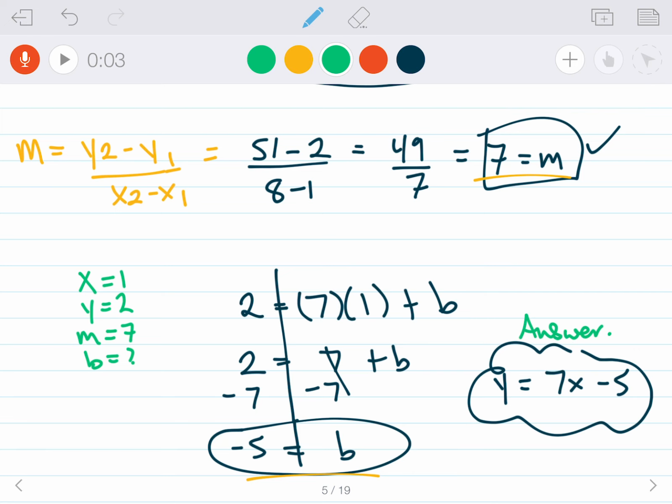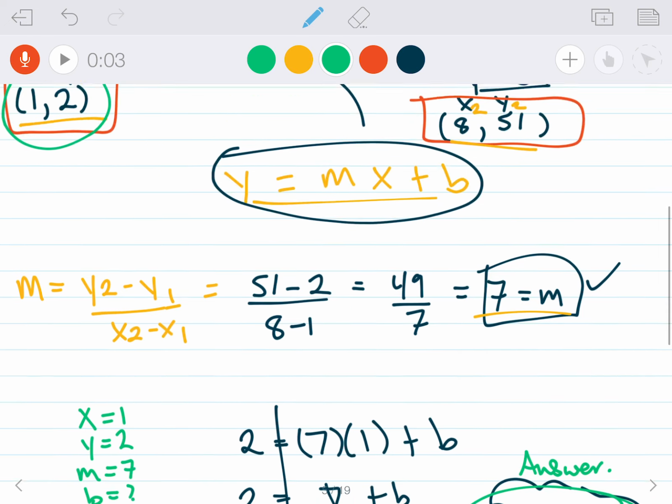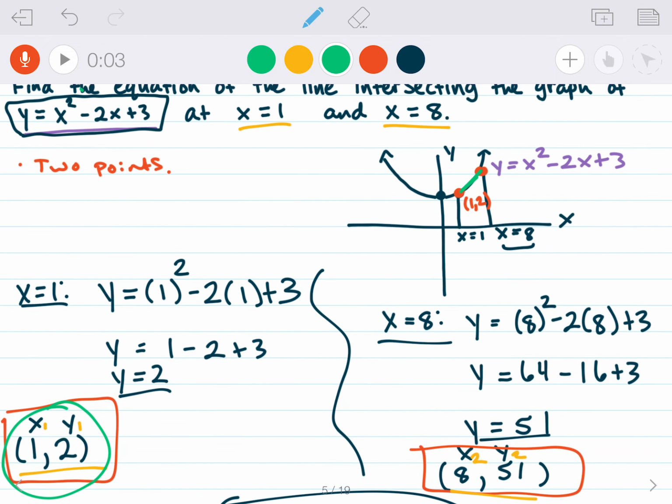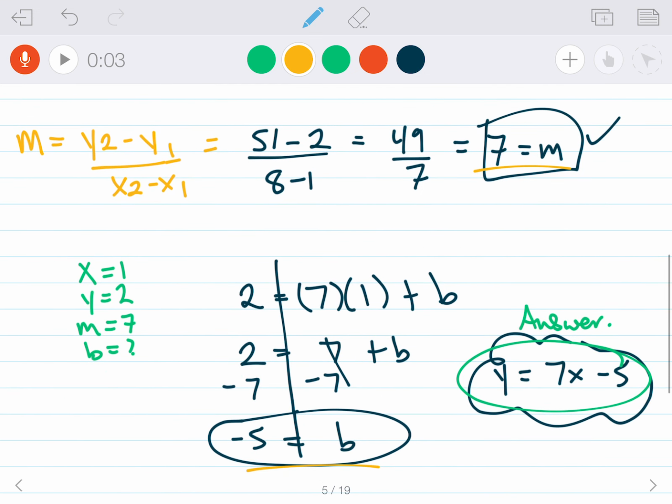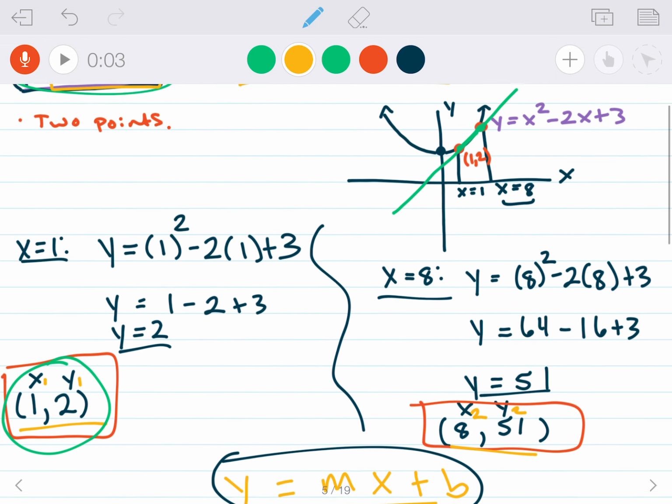If we were to put this in Desmos along with this equation, we would see that they do indeed intersect at these 2 points, x equals 1 and x equals 8. So if you want to, you should try this. Put this equation in Desmos, and then in the second line put y equals 7x minus 5 and see that they cross.